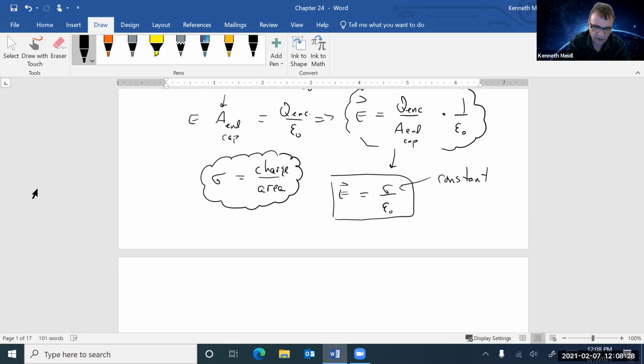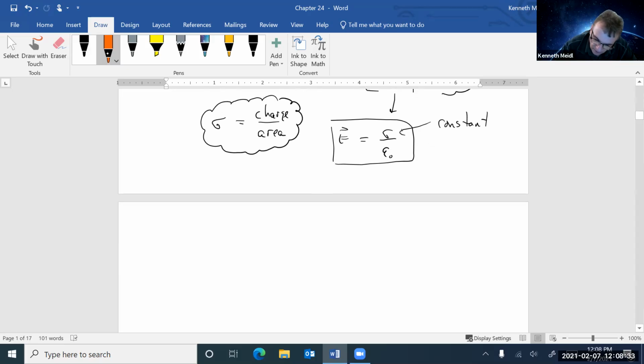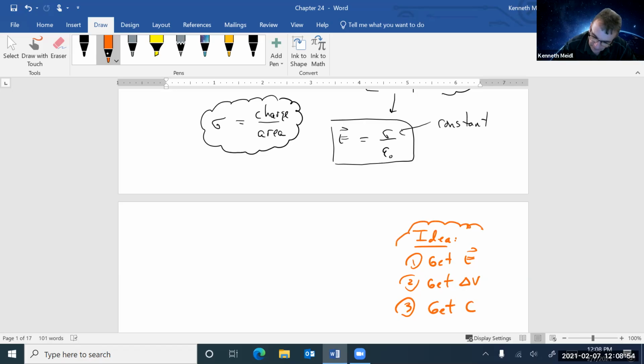So you might want to take note of the idea here: get the electric field. Then try to get your hands on the voltage between the plates. And then lastly, turn that into the capacitance of the system. Okay, and so here, getting the electric field was not that bad. Gauss's law makes short work of this.